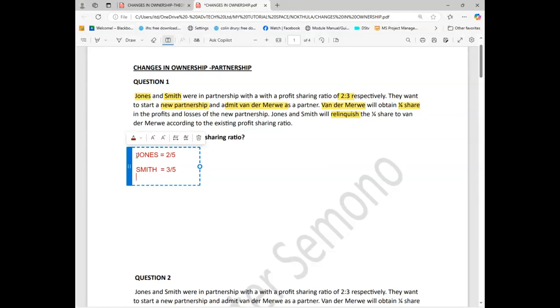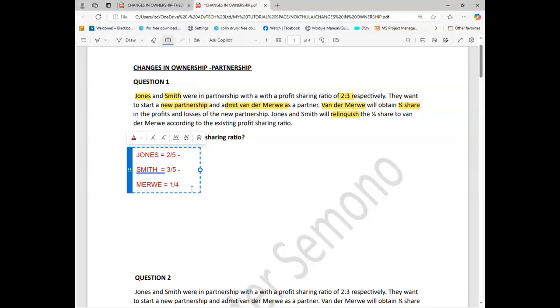And then we've got a new partner by the name of Van der Merwe. We agreed that we're going to give Merwe how much? 1/4. Are you following so far? So it means this 1/4, we don't have to touch it now, will come from the two partners. So what we are going to do is show that we are going to minus something from them. Can you see what I'm doing?